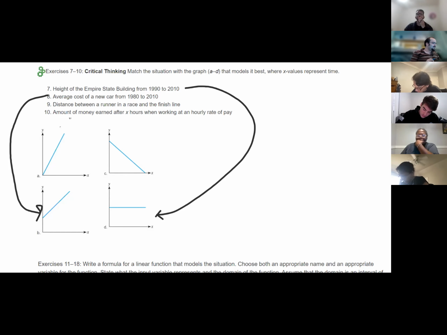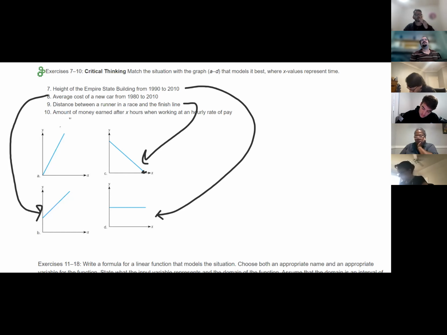What is next? The distance between a runner in a race and the finish line. Which one is it? C. This one is C. We start far away from the finish line, and as we run, we get closer and closer until right here we hit the finish line. That's what this is telling me.